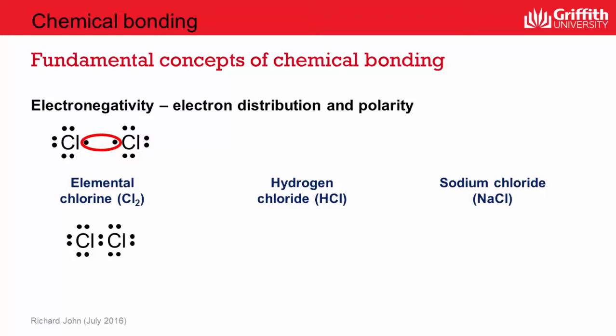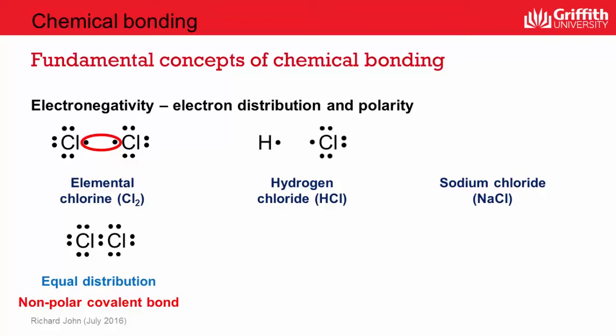In this case, both atoms are identical and both nuclei attract the bonding electrons equally. The result is a symmetrical or equal distribution of electrons between the 2 atoms, and we refer to this type of bond as a nonpolar covalent bond.